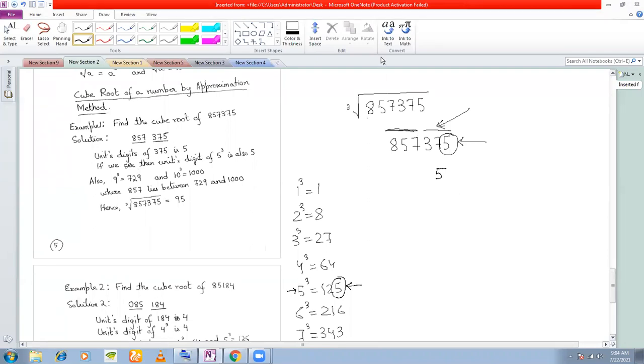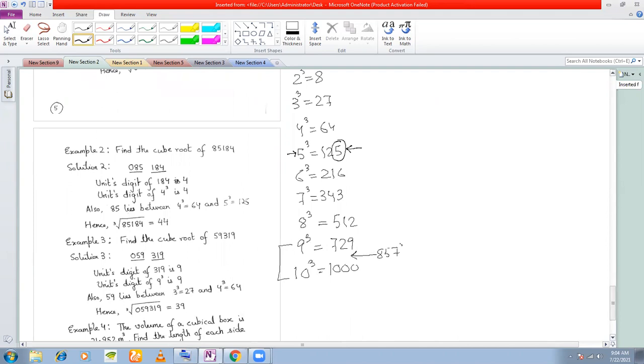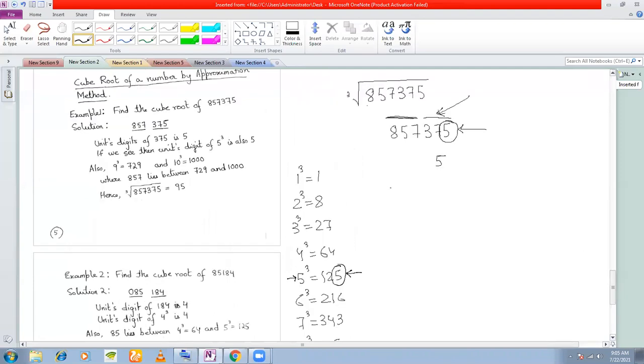Now, 857 lies between which two numbers? It lies between 729 and 1000. That is, it lies between 9 cube and 10 cube, right? So for 857, we will take 9.